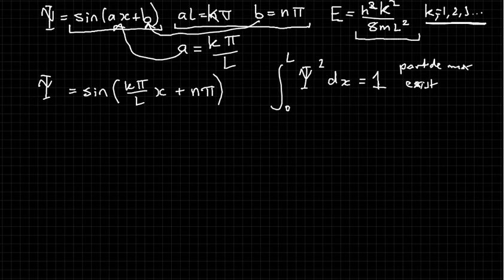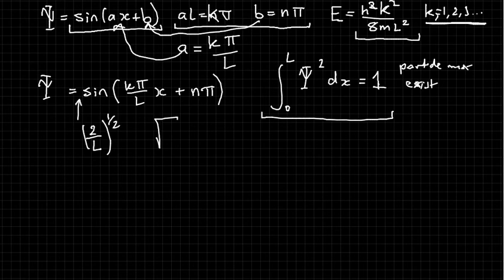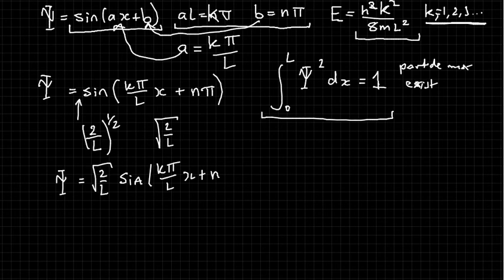And if you do this integral, which you're now able to do after our integration and differentiation discussions, you should find that the factor that you multiply this by in order to normalize it, called the normalization constant, is the square root of 2 over L. And so our final wave function is equal to the square root of 2 over L sine of kπ over L x plus nπ.